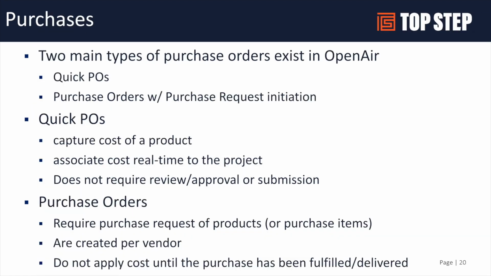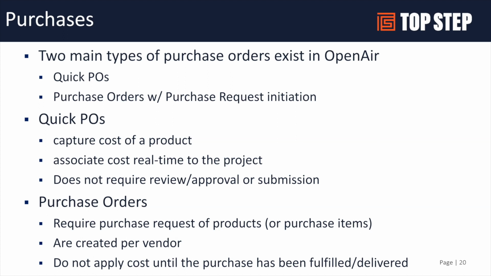Third-party purchases, OpenAir has a purchasing module. It can be a separately licensed module if you don't see it in your account, so you have to ask your account manager. But there are a couple of different purchase order types in OpenAir. There's something called a quick PO where I just want to add a cost to a project. And so a lot of times this is a quick and easy way to get costs in quickly.